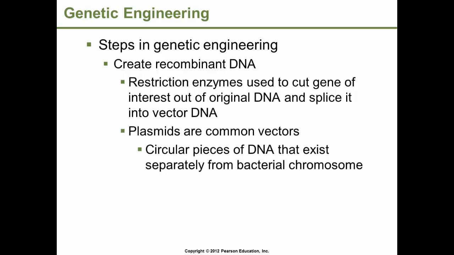Plasmids, bacterial plasmids, are common vectors. Plasmids are circular pieces of DNA that exist separately from the bacterial chromosome. Plasmids are small circular pieces of self-replicating DNA that exist outside the bacterial chromosome.